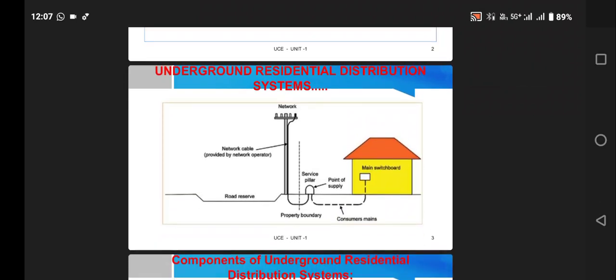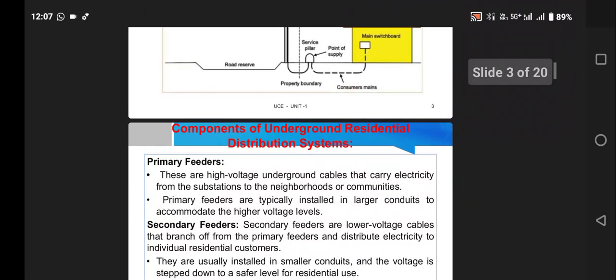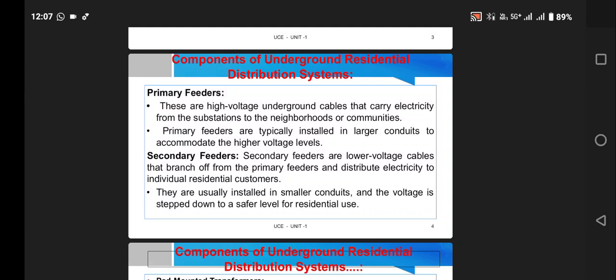This diagram represents the underground residential distribution system, how they are laid, as well as how the underground cable is normally used in the distribution system. The varieties of components used in underground residential distribution systems are, the first one, primary feeders. These are high voltage underground cables that carry electricity from the substations to the neighborhoods or communities. Primary feeders are typically installed in larger ducts to accommodate the higher voltage level.